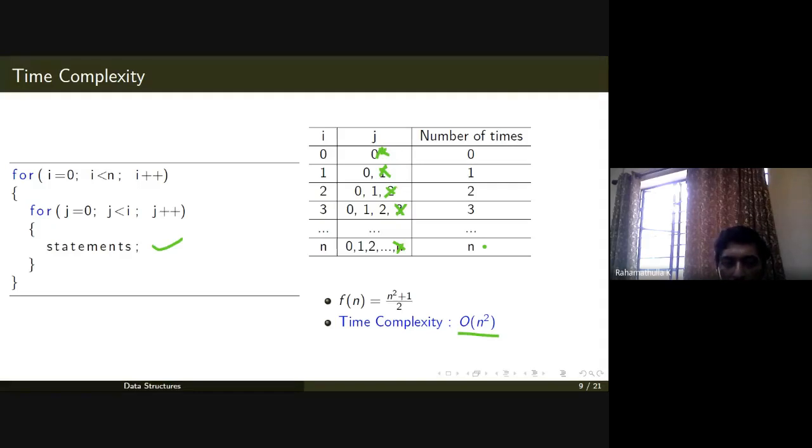In the previous case, where we had j equal to 0, j less than n, we also had time complexity of order of n square. This time also we have a time complexity equal to order of n square, but we got different polynomials after calculating the number of times this set of statements was executed. But still, we say that the time complexity of both the algorithms is order of n square.